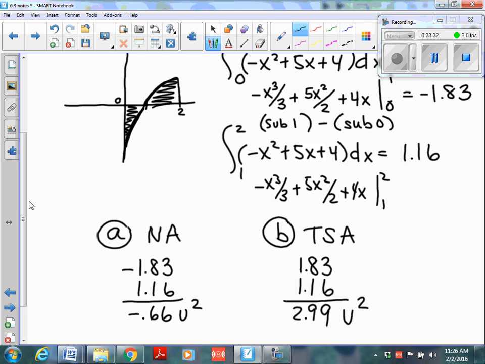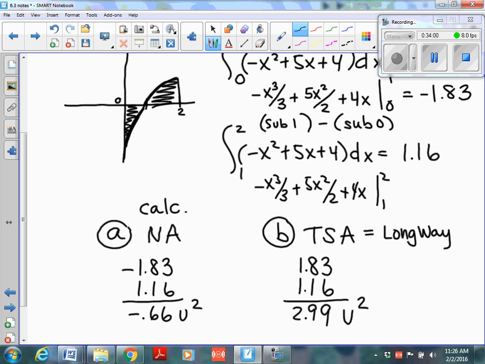The most important thing is to know the difference between net area and total surface area. If you plug it into your calculator, the calculator will give you net area. In order to get total surface area, the only way is to do it the long way. Any questions? If you have questions, you'll have to stop it and ask me.